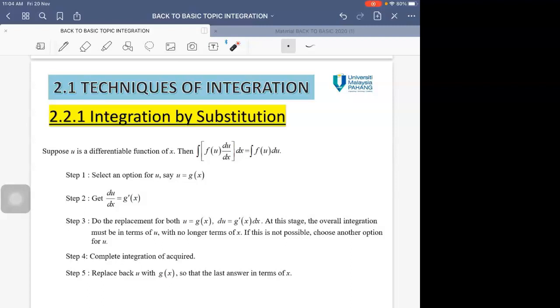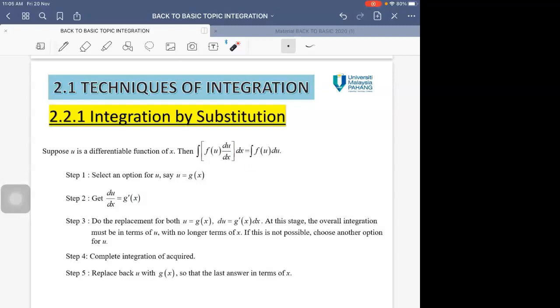In order to use the technique of integration, you must decide. You look at the function, you must choose the function that you can differentiate, and then after you differentiate that function, you can write it in the rest of the term. I will show you later. Suppose u is a differentiable function of x, then if you want to integrate f(u) du/dx dx, it is simply equal to integrating f(u) du.